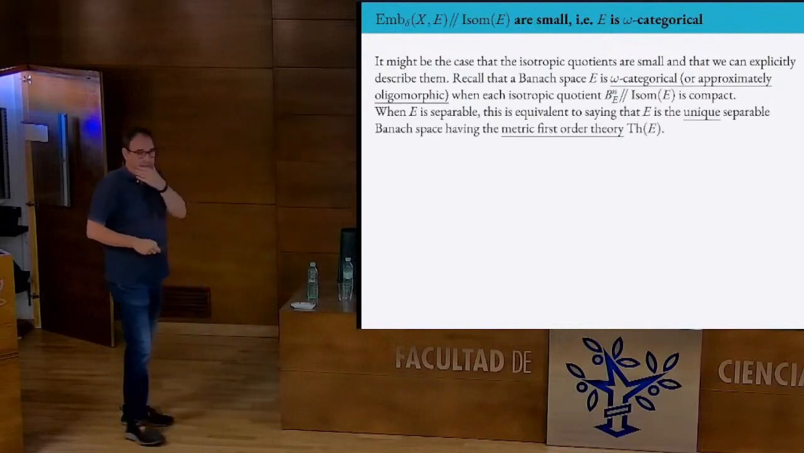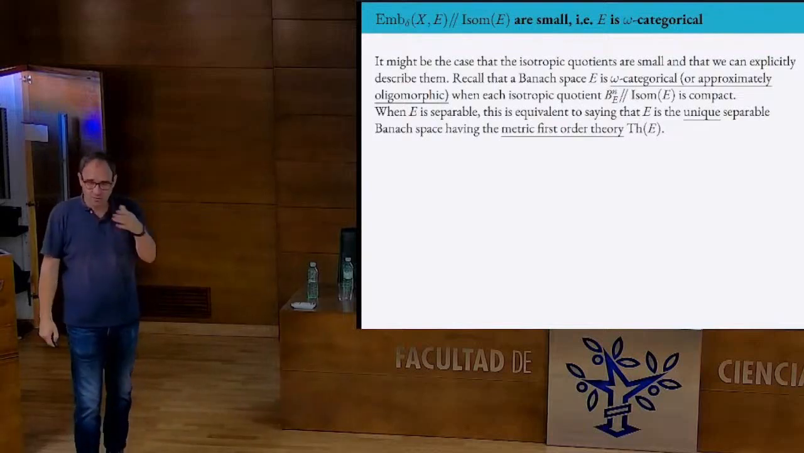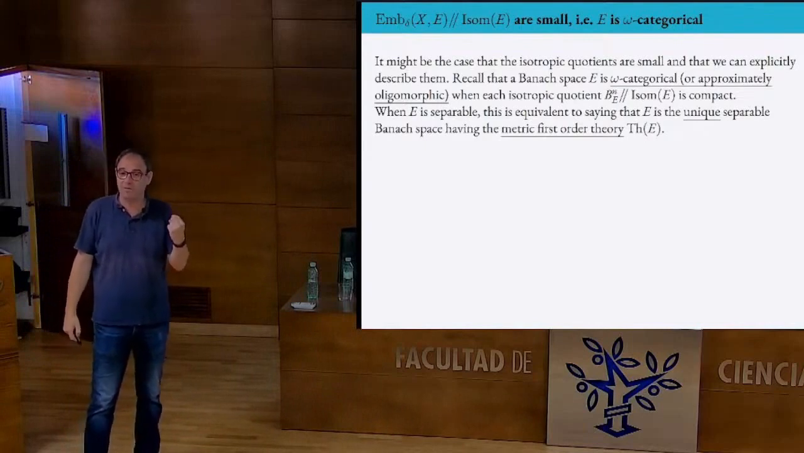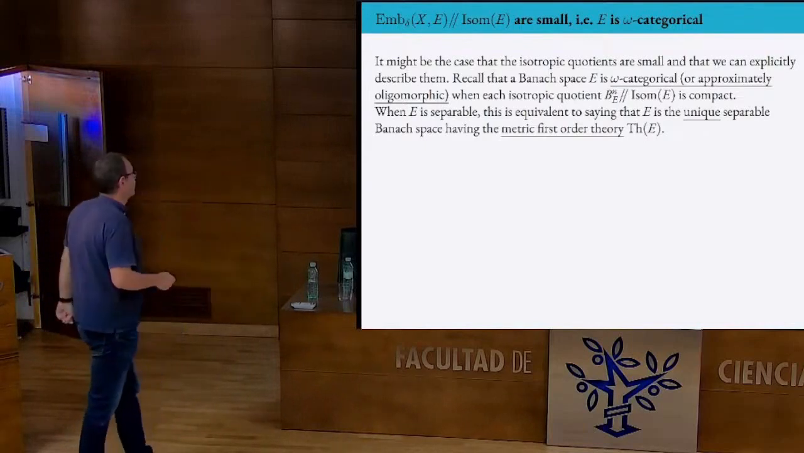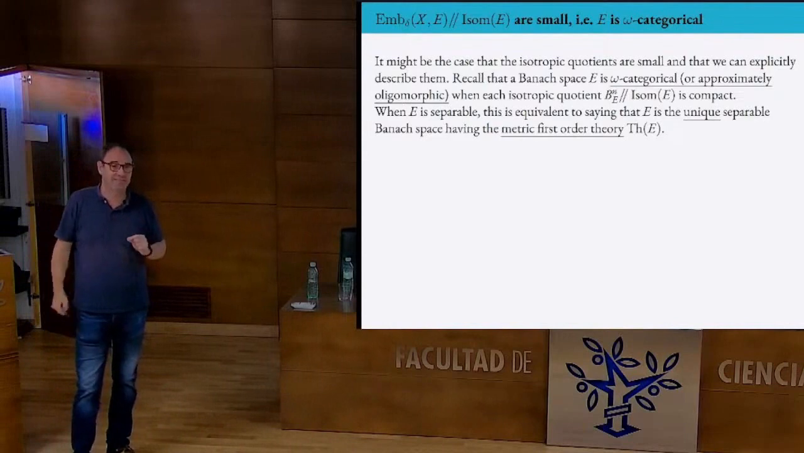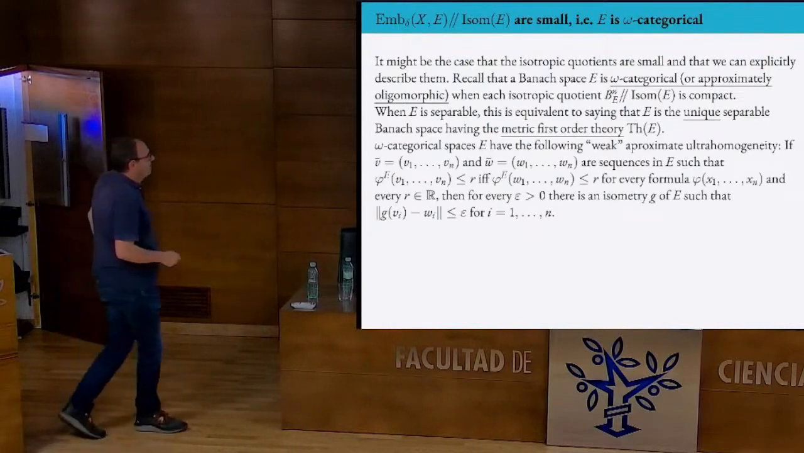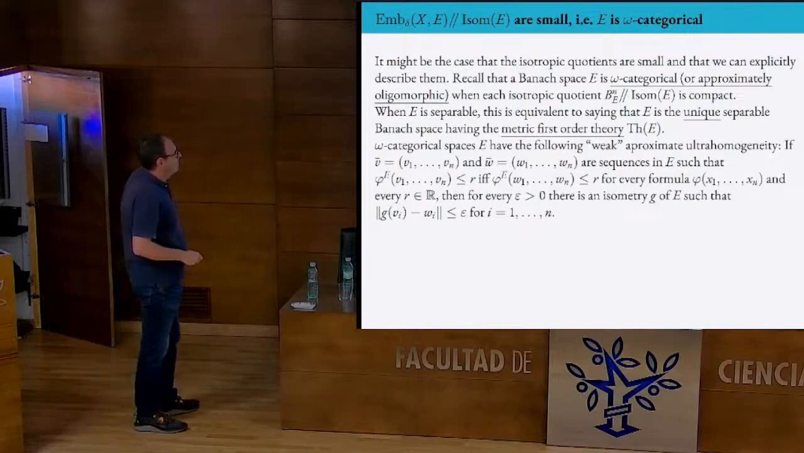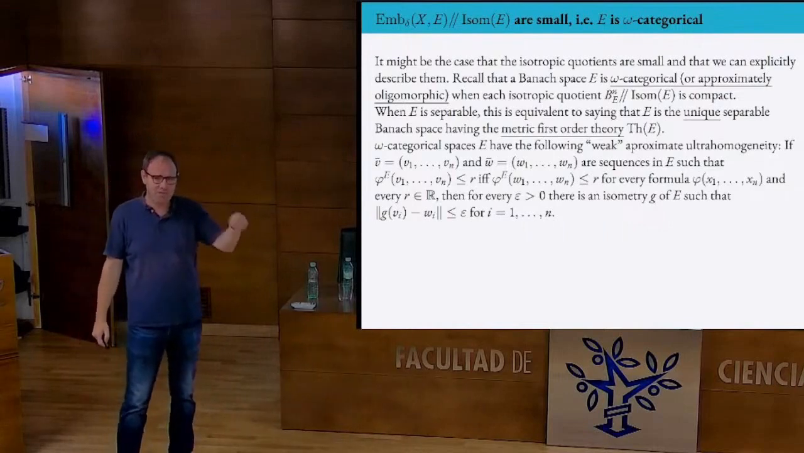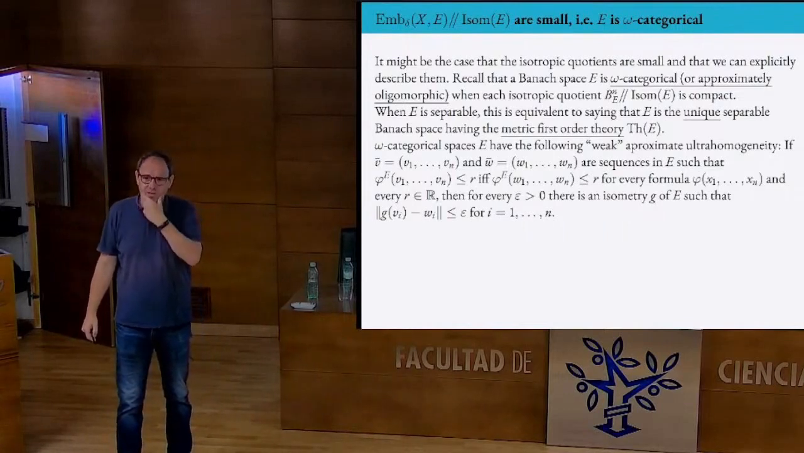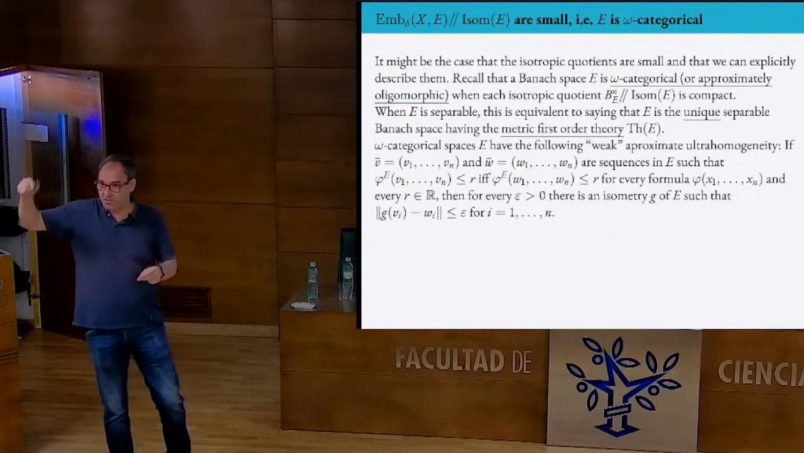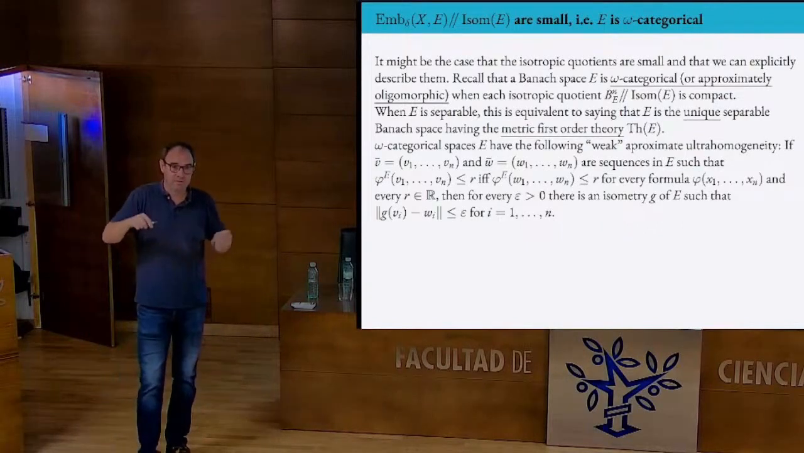This is what I said: if you are omega categorical, which is exactly to say that the theory has a unique model, a unique Banach space which is separable. I am insisting on that because it's unique. There is another interesting thing. By the way, this approximate ultra-homogeneity is the disposition, not universal, but approximate disposition thing that maybe you are more used to. It is the same.